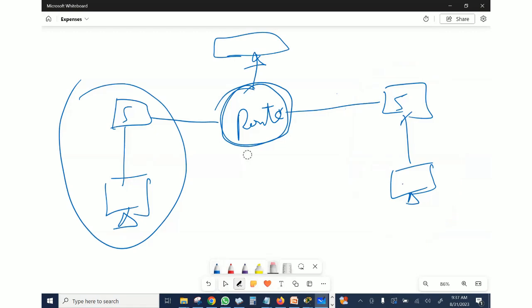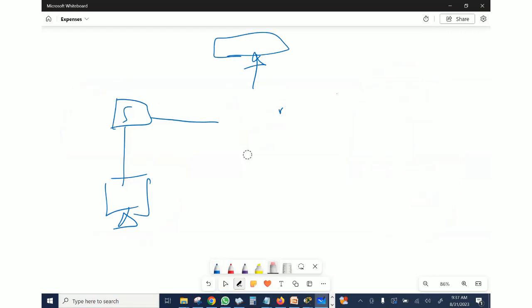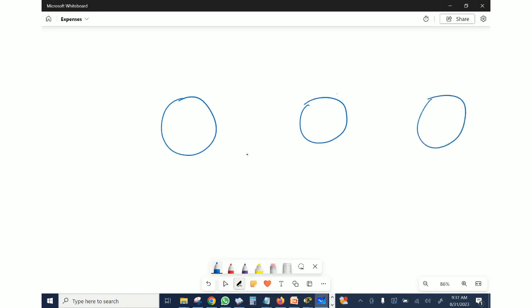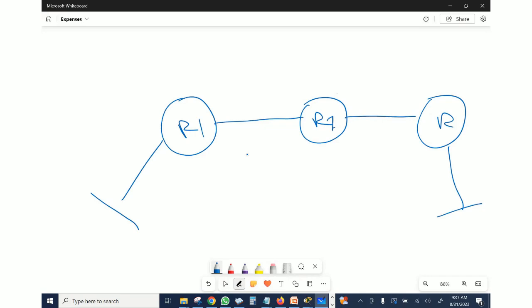Let me break this down for you to understand better. Let's say I have like 4 networks, for instance. Let's say I have a router, another router, and another router. Let's say this is a network here. This is another network here. We connect this router to this. We connect this router to this. Let's call this 2, and let's call this 3.